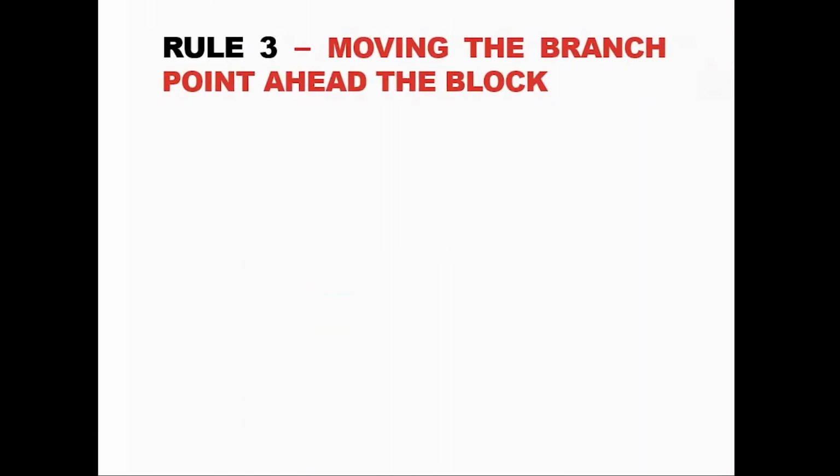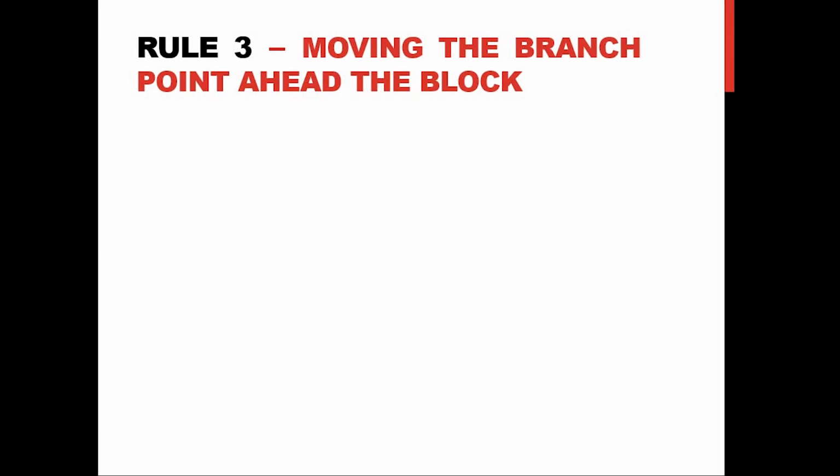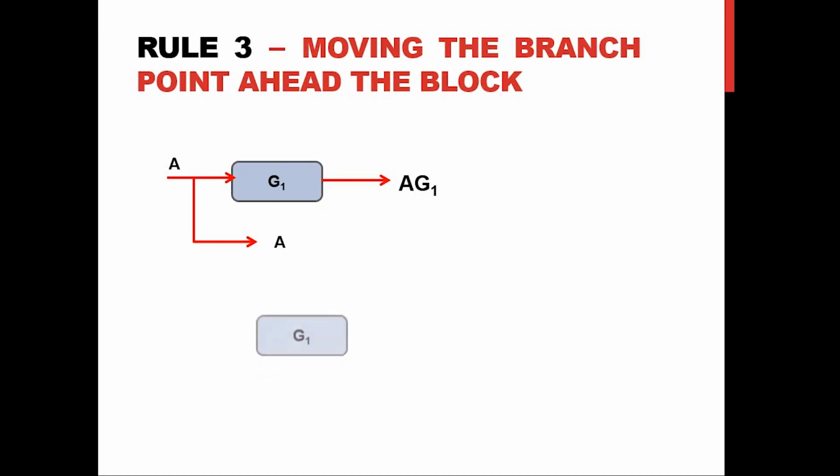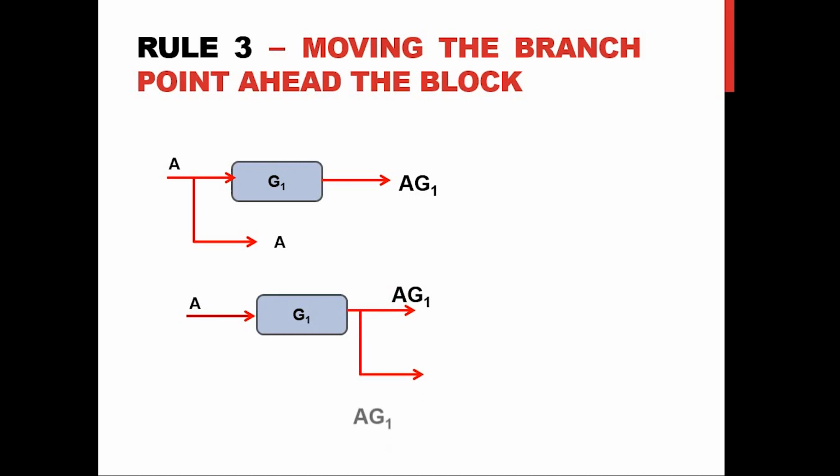Rule number 3, moving the branch point ahead the block. I have a block called G1 whose input is A. I have a branch point, so the signal at this branch point is also A. Now we have an output whose value is A into G1. Now the same branch point should be moved ahead of this block called G1. So input is A, output is AG1. What we get here at the moved branch point is only AG1, but what we require here is only A.